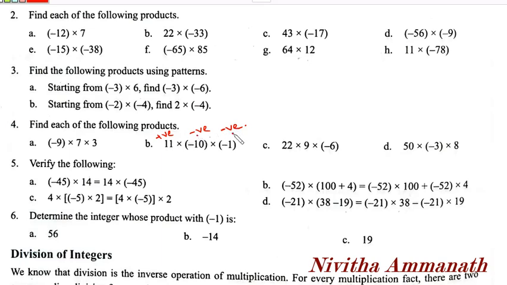Negative into negative is positive, positive into positive is positive. So, the answer will be positive only. 11 into 10, 110. 110 into 1, that is 110, right? So, it will be positive only. Now, this one, positive into positive, that is positive. Then positive into negative, that is negative. So, the answer will be negative.